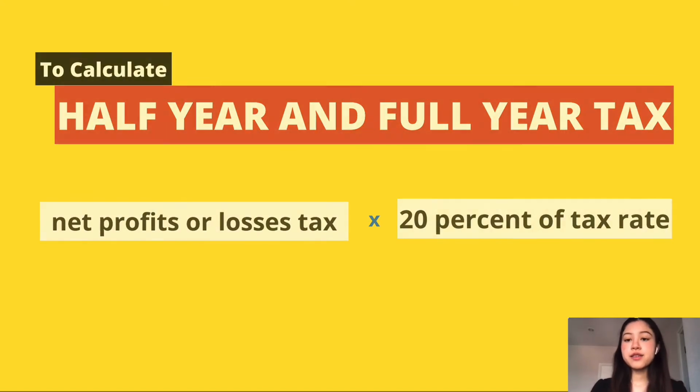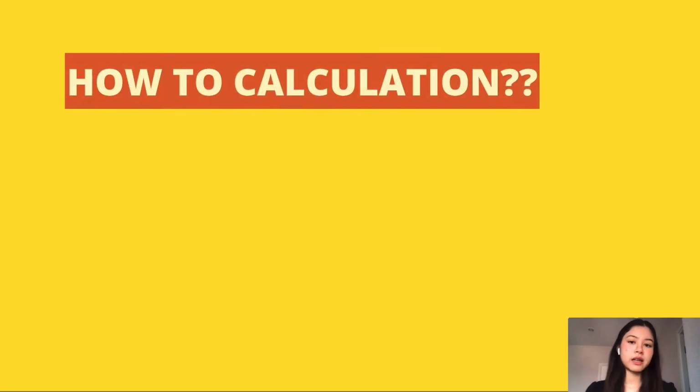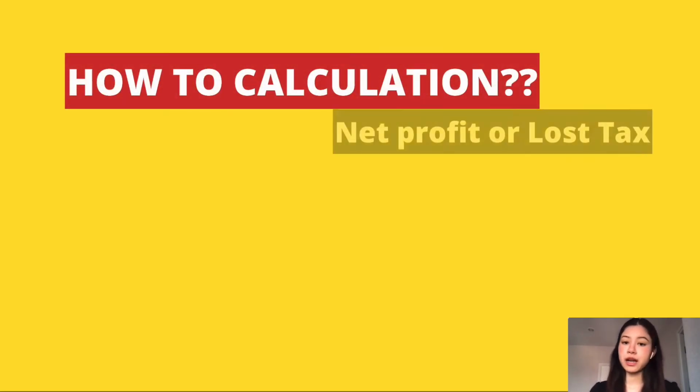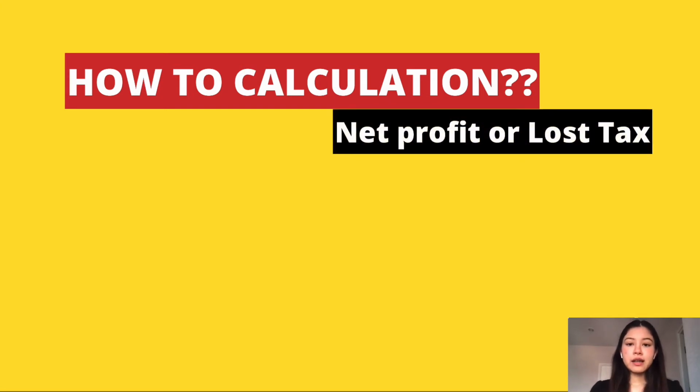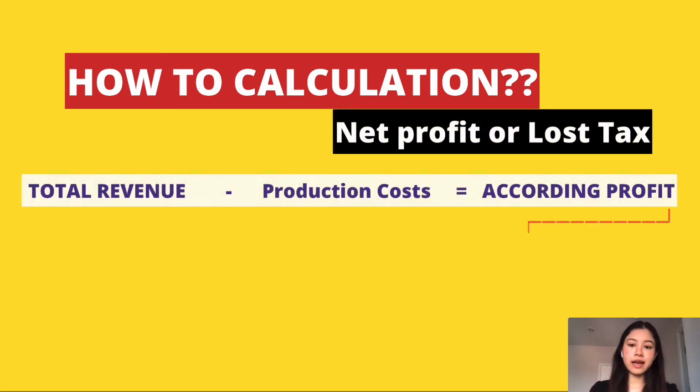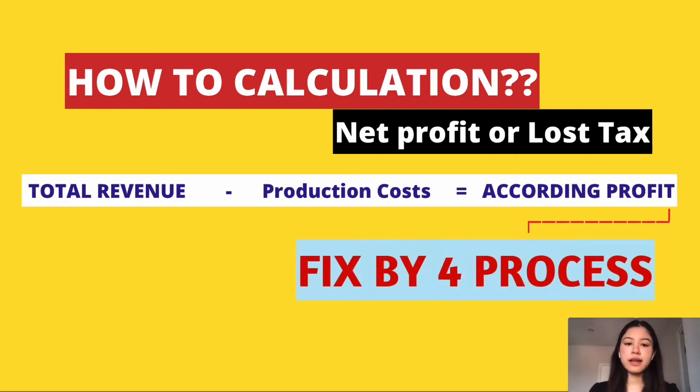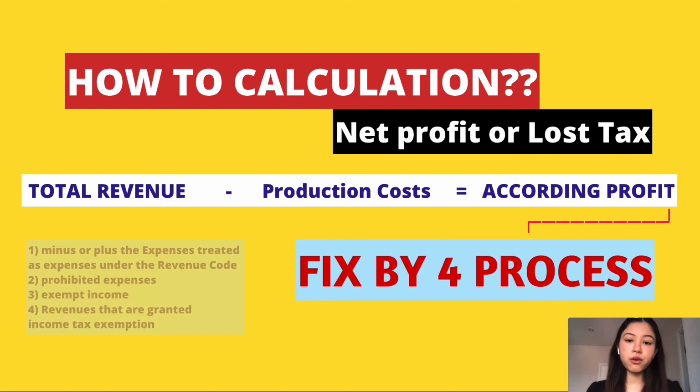And here's the trickiest part of the calculation. Most people think that the net profit or loss for tax comes from the revenue minus the cost of production, but that is not correct. In reality, the profit or loss for tax comes from the accounting profit, which is the revenue minus the cost. And it has been adjusted with a fixed process. First, subtract or add the expenses treated as expenses under the Revenue Code. Second, prohibited expenses. Third, exempted income. And fourth, revenue that is granted income tax exemption.